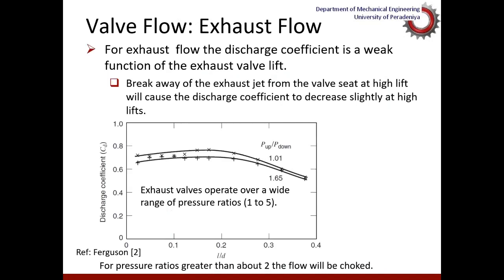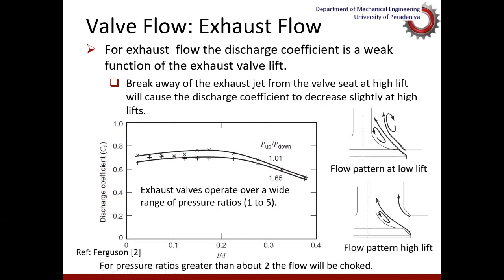And this diagram shows the valve flow through exhaust valves. This is the discharge coefficient against L over D ratio. Usually exhaust flow operates at pressure ratios from 1 to 5, mostly higher than the case of intake system. Accordingly, most of the time during the exhaust, the flow is critical.